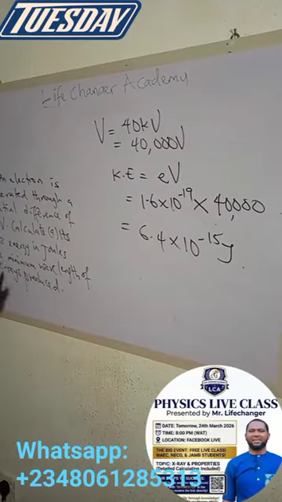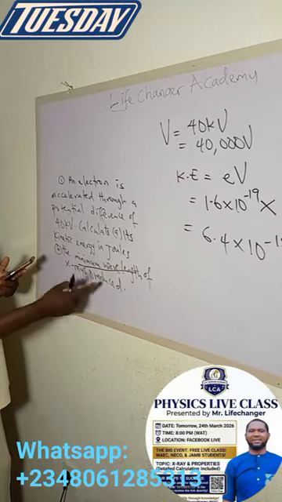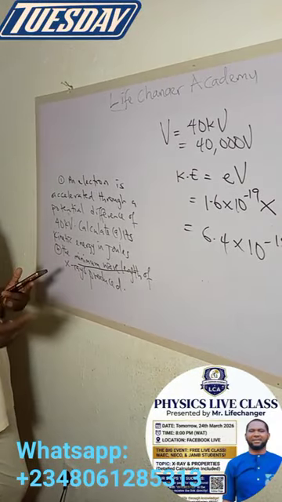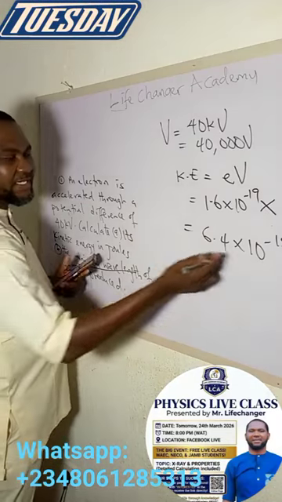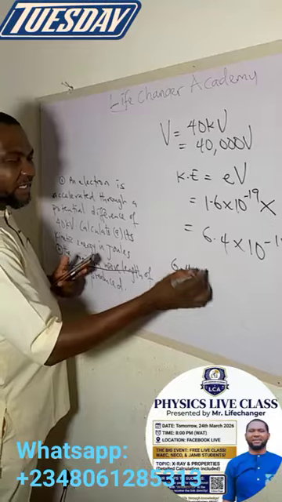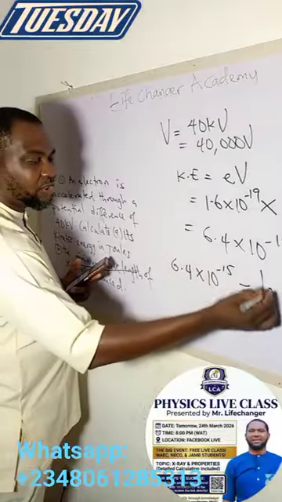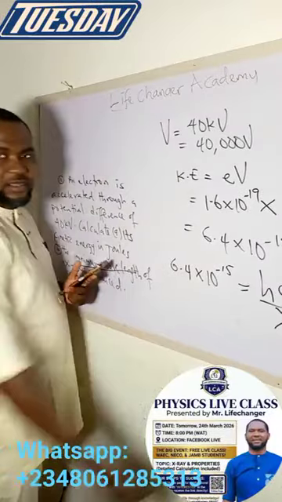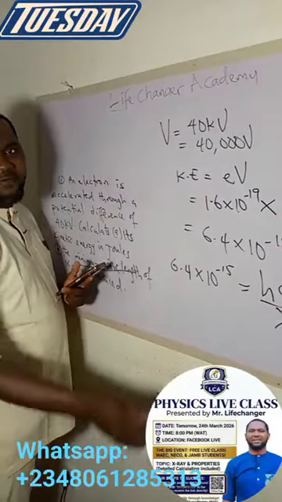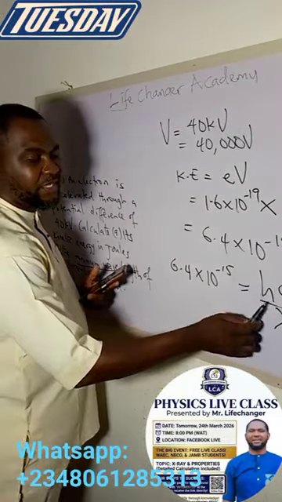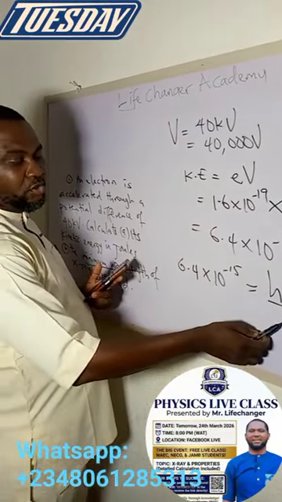It says the minimum wavelength of the X-ray produced. Now it's looking for wavelength. If I need to find wavelength, and I know we are talking of X-ray here, then I can take this energy, 6.4 times 10 to the power minus 15, this kinetic energy, convert it to X-ray, and in this case we are going to use hc over lambda. Why are we using hc over lambda? Because we are asked to find wavelength. If we were asked to find frequency, we would have just said hf. So now we want to solve for wavelength.